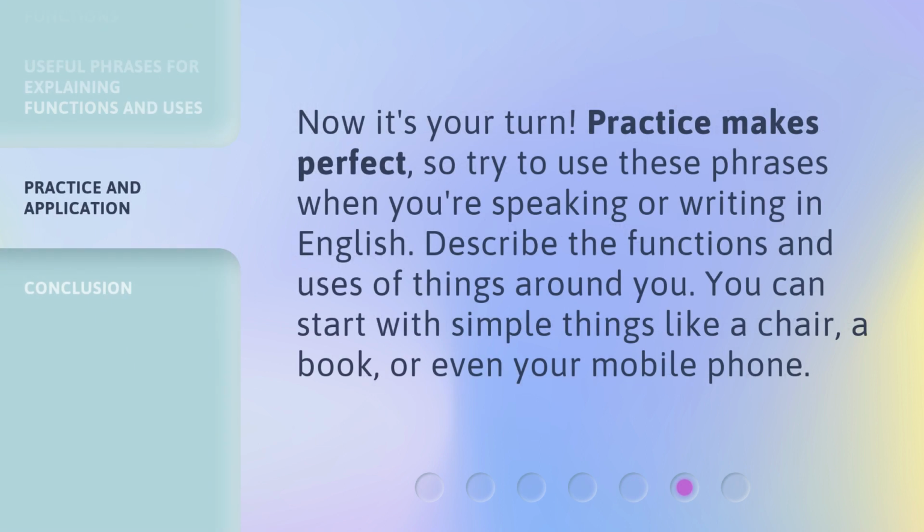Now it's your turn. Practice makes perfect, so try to use these phrases when you're speaking or writing in English. Describe the functions and uses of things around you. You can start with simple things like a chair, a book, or even your mobile phone.